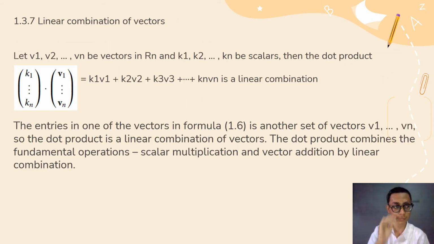Next, 1.3.7 Linear combination of vectors. Let v1, v2, ..., vn be vectors in Rn and k1 and k2 be scalars. Then the dot product like this one is a linear combination. The entries in one of the vectors in formula 1.6 are another set of scalars with v1. So the dot product is a linear combination of vectors. The dot product combines the fundamental operations, scalar multiplication and vector addition, by linear combination.